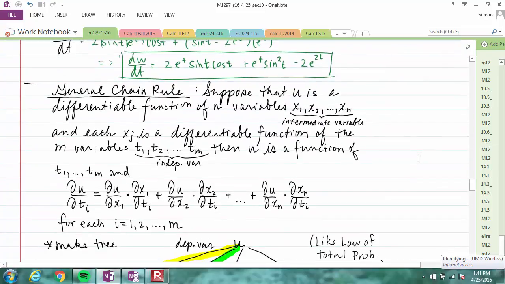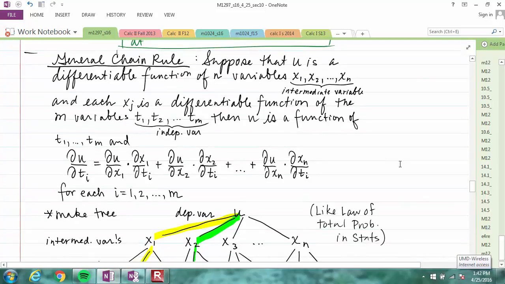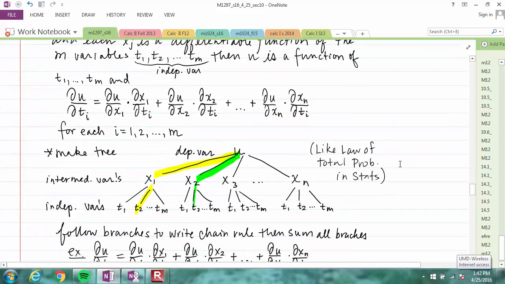Okay, lots of notation here because we're doing it in general. Suppose that u is a differentiable function of n variables, x sub 1, x sub 2, up to x sub n. And those are like our intermediate variables, like the x's and y's we had before. And each x sub j is a differentiable function of the m variables, t sub 1, t sub 2, up to t sub m, where those are the independent variables, sort of like the t we had in the last example, but it could be some other additional variables there, like theta or whatever. Then u is a function of t sub 1 up through t sub m, and here's our general chain rule.